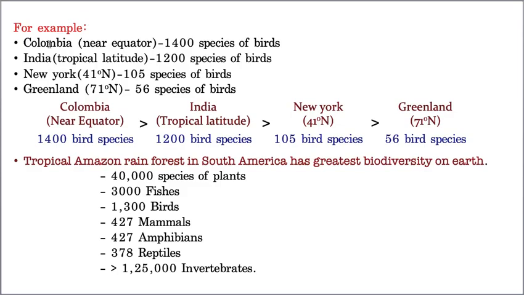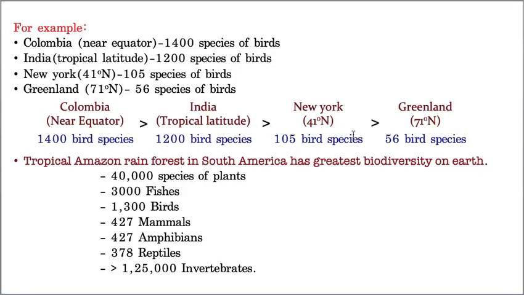Now for your understanding, I made this same example in a tabular form. Colombia near the equator has the most bird species, 1400. Whereas India in the tropic has only 1200 bird species, New York only 105 bird species, and Greenland, very, very less, only 56 bird species. That again clearly indicates, as you start traveling from the equator to the poles, you can see the distribution of species slowly decrease. That is an important point you need to understand.